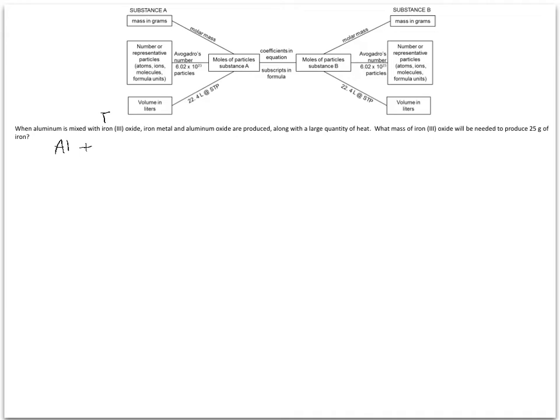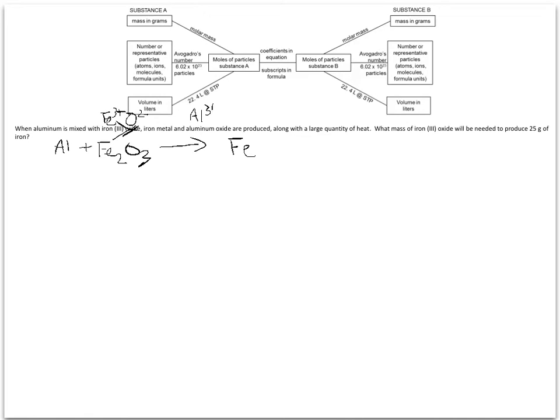Now we have to figure out what the formula for that is based on the fact that iron 3 we know has a 3+ charge and oxygen has a -2 charge. So if we switch those, we get Fe2O3, okay? And that reacts to form iron metal, which is just Fe by itself, and aluminum oxide.